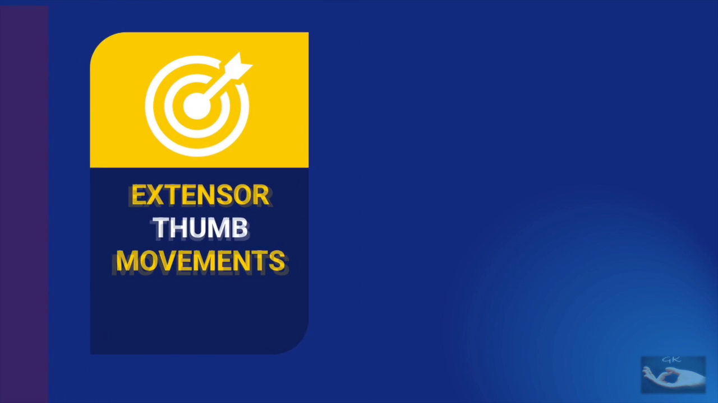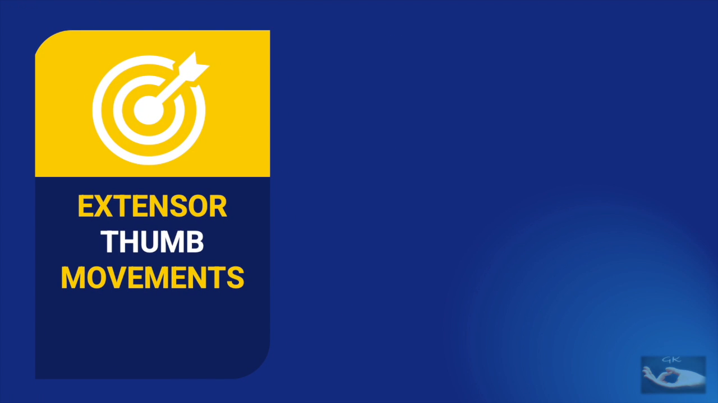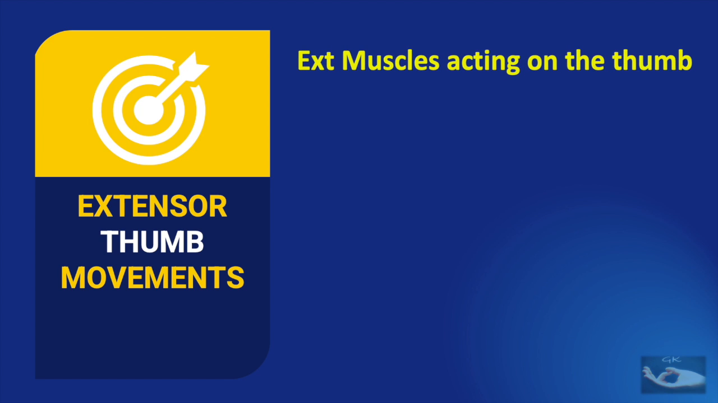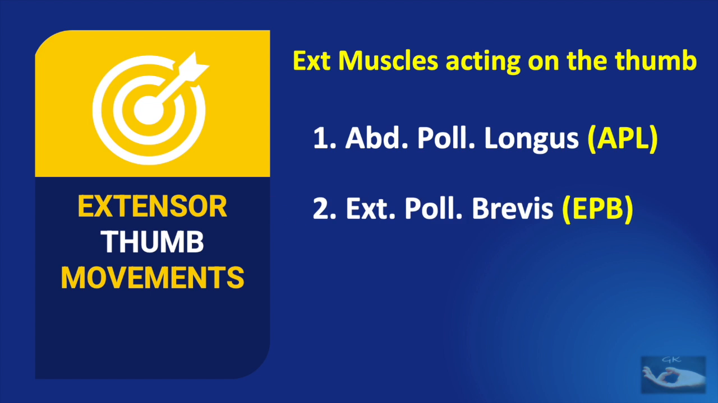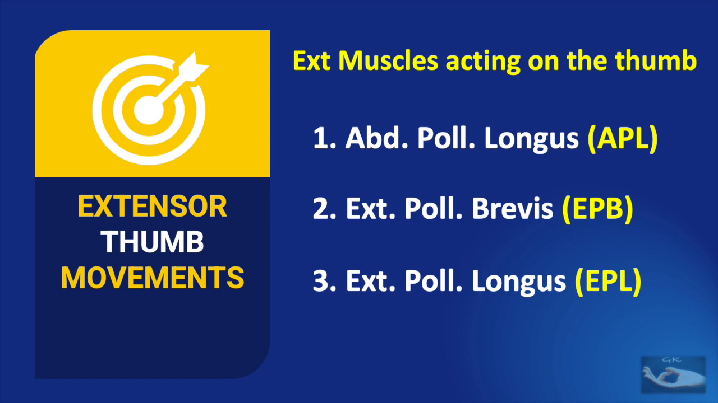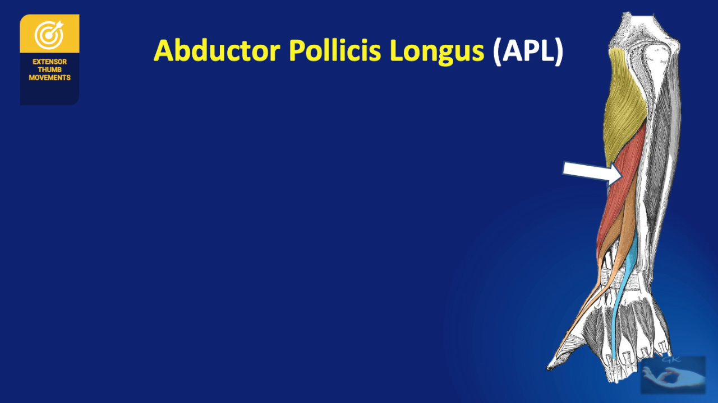Now we shall consider the extensor thumb movements. The extensor muscles acting on the thumb are the abductor pollicis longus, the extensor pollicis brevis, and the extensor pollicis longus. The abductor pollicis longus or the APL, one of the deep muscles on the extensor aspect of the forearm, is inserted into the base of the radial side of the first metacarpal.